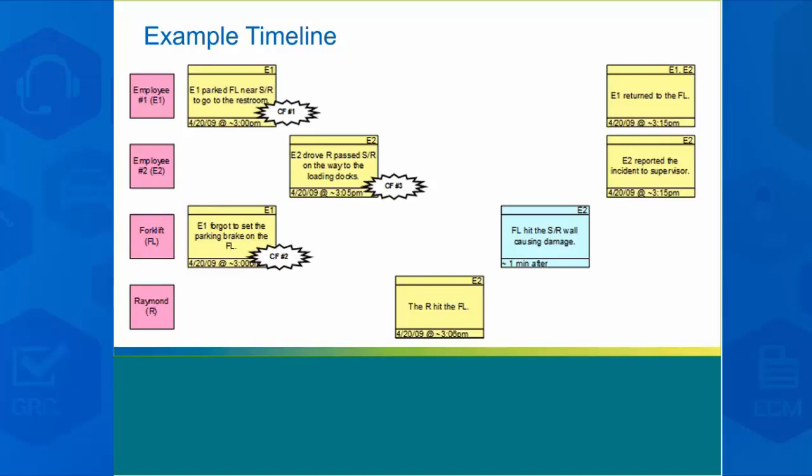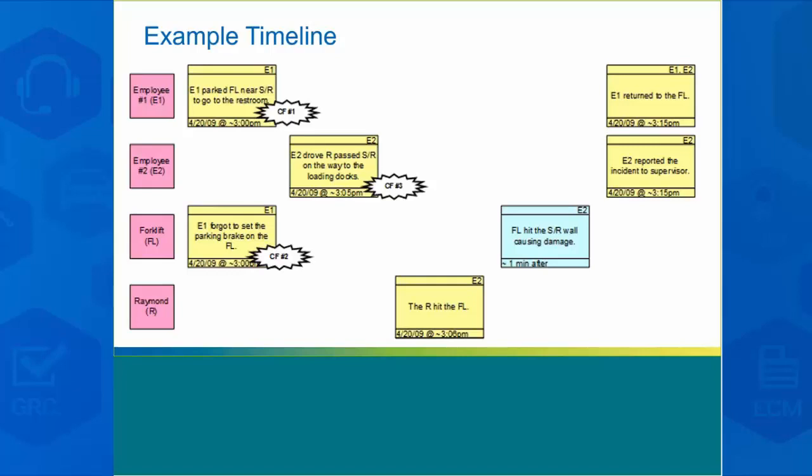The next thing that happened, employee 2 drove Raymond past the storage racks on the way to the loading docks. That happened. Raymond hit the forklift, the forklift hit the wall, causing damage. Ultimately, employee 1 returned to the forklift, and employee 2 reported the incident to the supervisor. It's a very nice graphical way to explain exactly what happened.